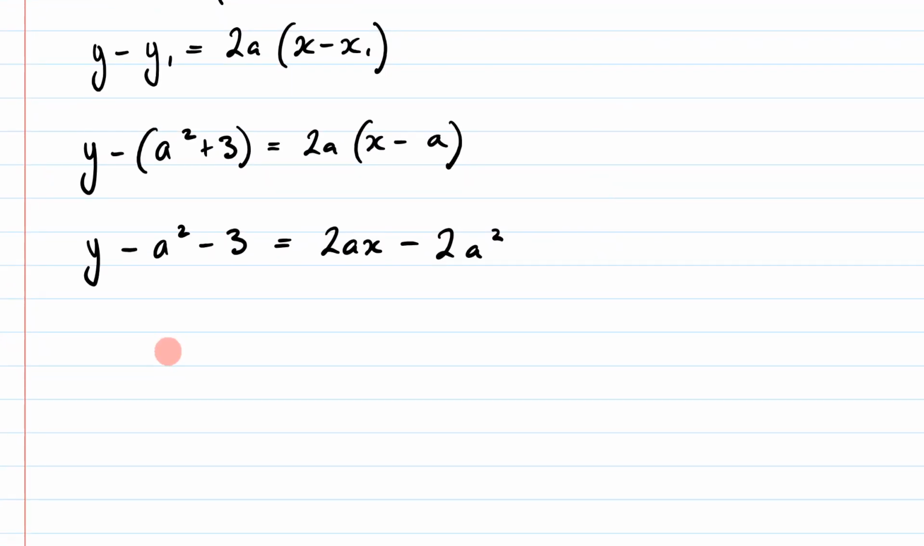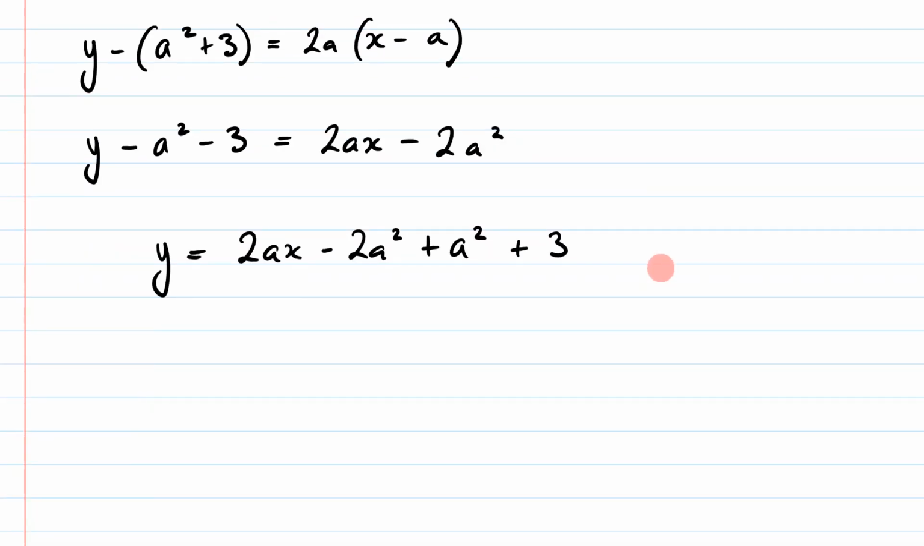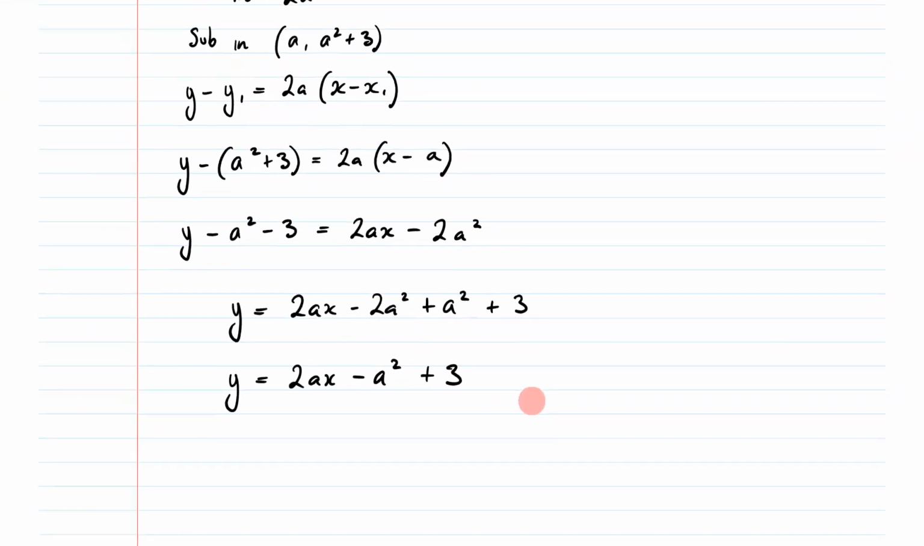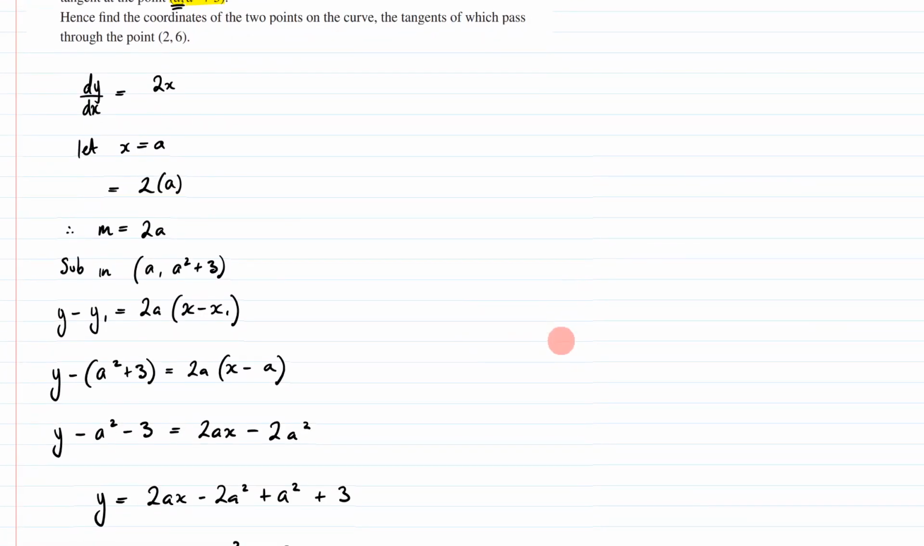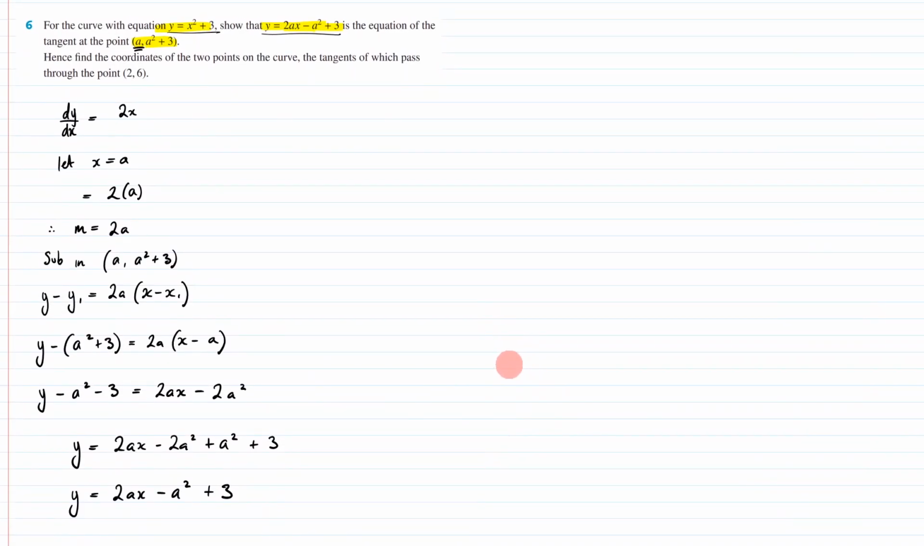Then we're going to rearrange this thing. I'm going to get y is equal to 2ax minus 2a squared plus a squared plus 3, which is going to be y is equal to 2ax minus a squared plus 3. That is going to be the equation of my tangent, and sure enough, if I zoom out here, you can see that 2ax minus a squared plus 3 is what I was given right at the start. So we've shown it. This is what it means to show. I never used the given equation, but I just worked through the logic and figured it out.